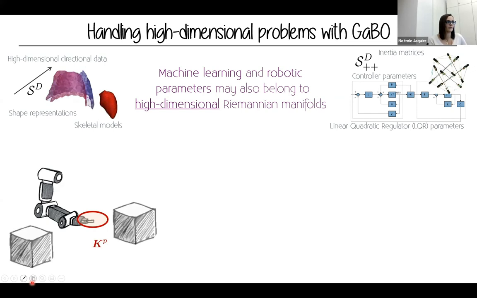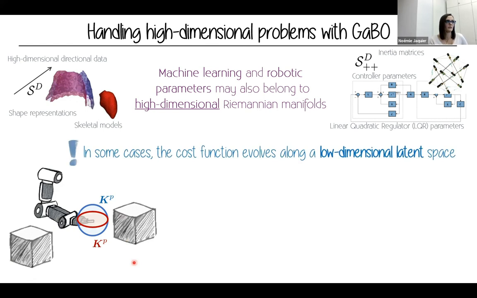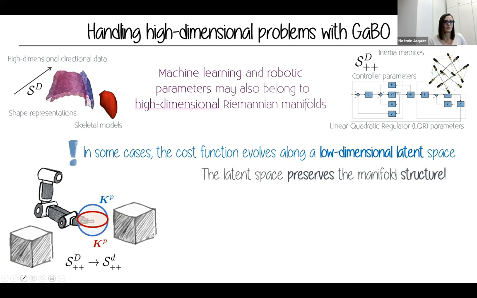And the idea here is that I can choose this stiffness, but I can also choose this one. And in terms of being able to push the blocks, it won't change anything because the only direction that matters is the horizontal part here. So it means that the cost function evolves along a low dimensional latent space of these manifolds. It doesn't depend on the stiffness along that vertical direction. And on top of this, this latent space preserves the manifold structure, because I can go from a stiffness matrix, which is, for example, a 3x3 SPD matrix, and then I remove the vertical dimension and I obtain a 2x2 SPD matrix.